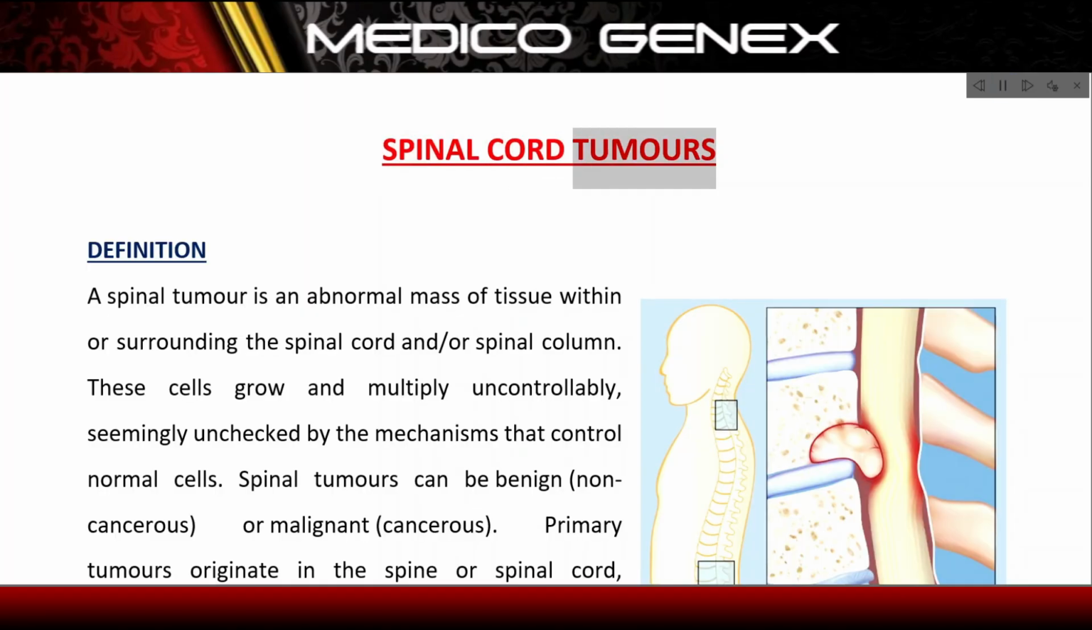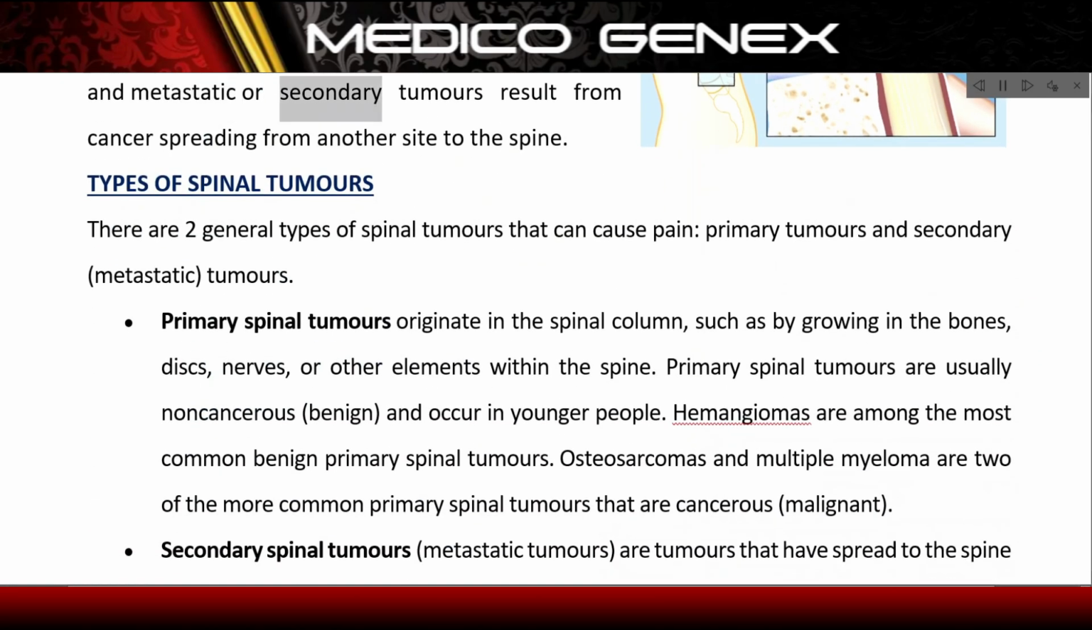Spinal cord tumors. Definition. A spinal tumor is an abnormal mass of tissue within or surrounding the spinal cord and/or spinal column. These cells grow and multiply uncontrollably, seemingly unchecked by the mechanisms that control normal cells. Spinal tumors can be benign, non-cancerous, or malignant, cancerous. Primary tumors originate in the spine or spinal cord, and metastatic or secondary tumors result from cancer spreading from another site to the spine.